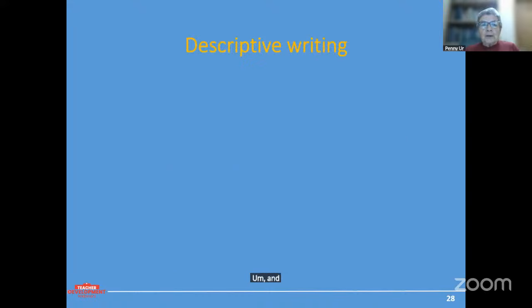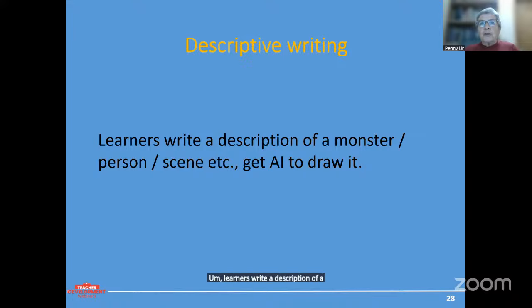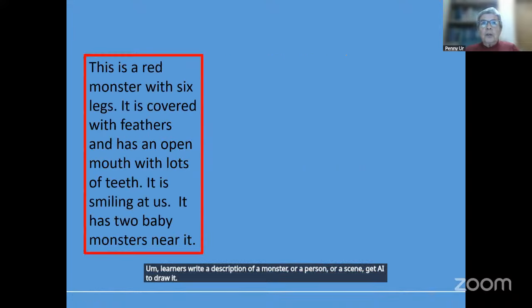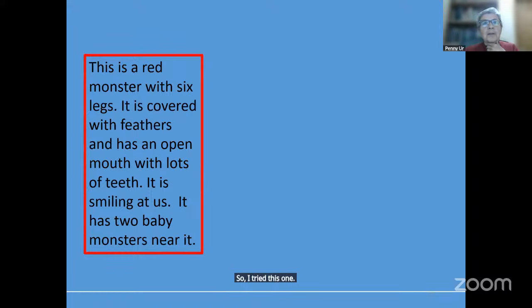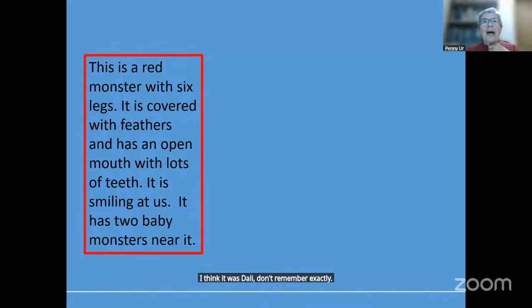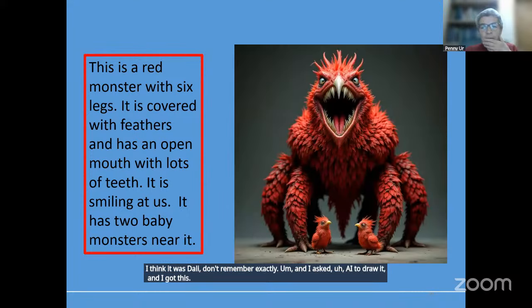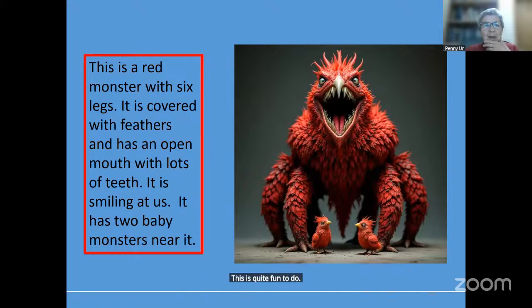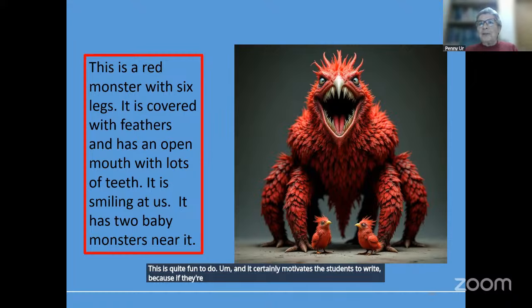And finally, I think this is my last example, descriptive writing. Learners write a description of a monster or a person or a scene, and get AI to draw it. So I tried this one. This is my own thing. I asked one of the AI tools, I think it was DALL-E, I don't remember exactly, to draw it, and I got this. So it's quite fun to do, and it certainly motivates the students to write, because if they're going to get something lovely like this as a result, then it's worth doing the writing.